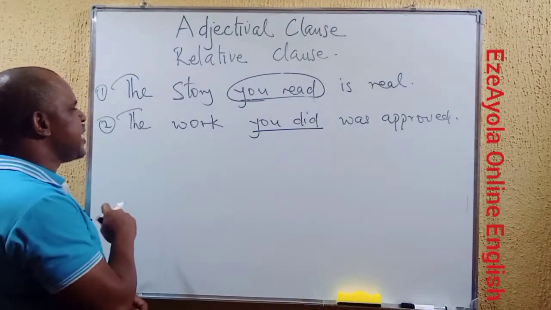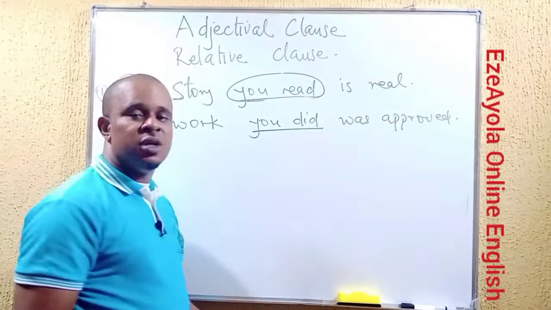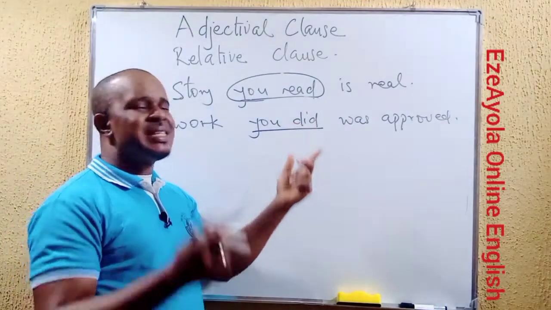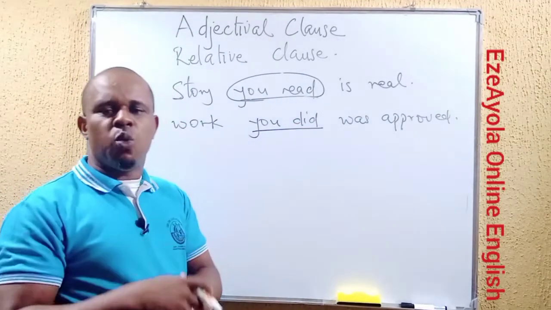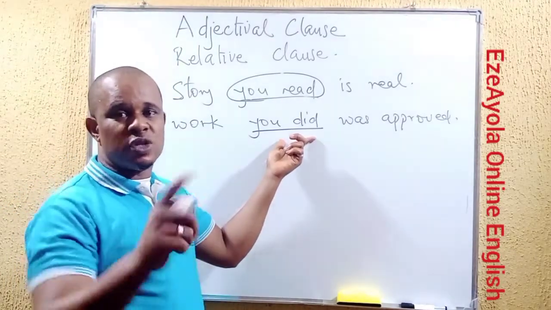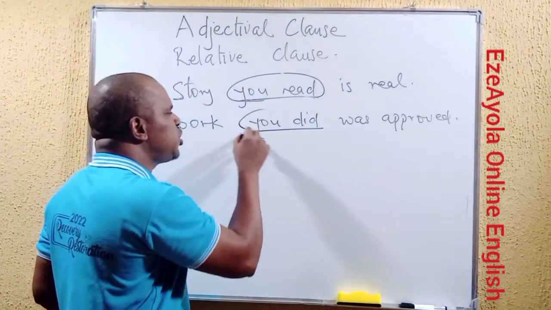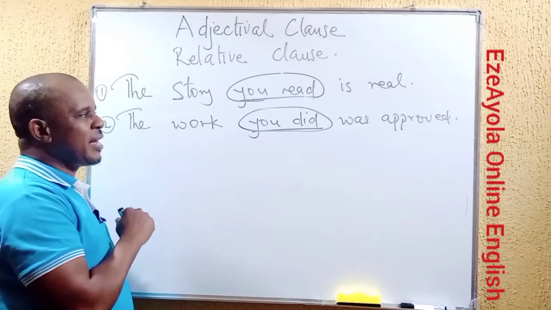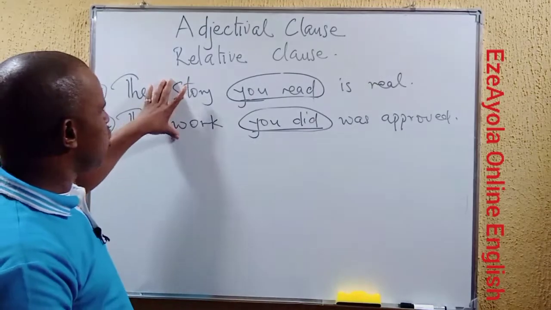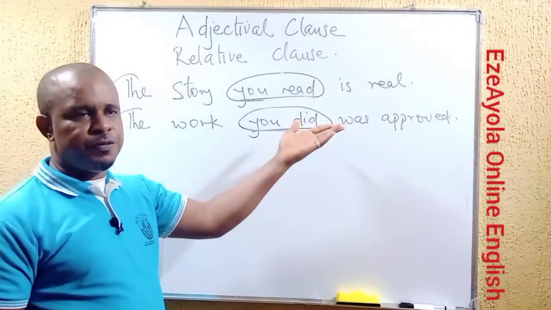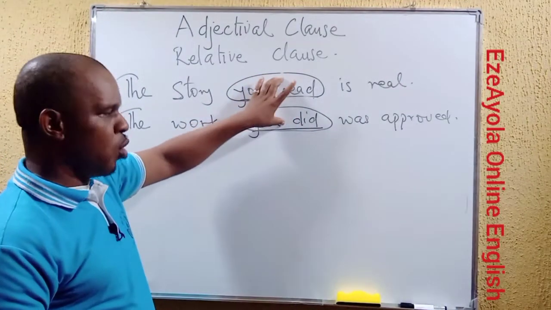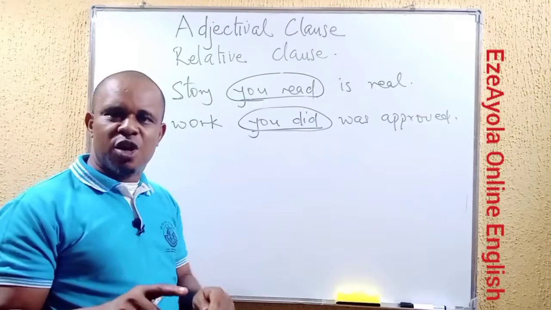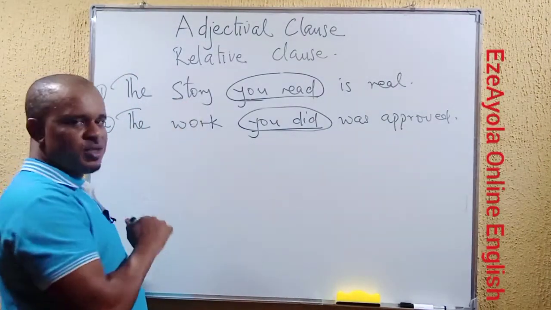Okay, now the second one says the work was approved. Which work was approved? The one you did. Now this answers the question, which work was approved? The work that was approved was the one you did. The function of this implies that it is describing the subject, which is the work. Now, if you look at these two expressions, what are we to take note of? These underlined ones are adjectival clauses, and their functions normally, they describe their subjects.